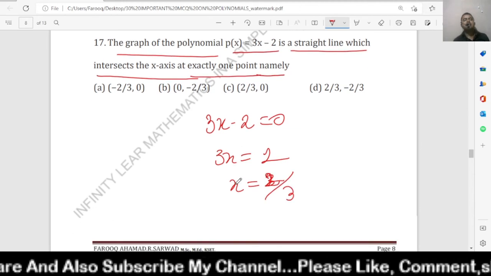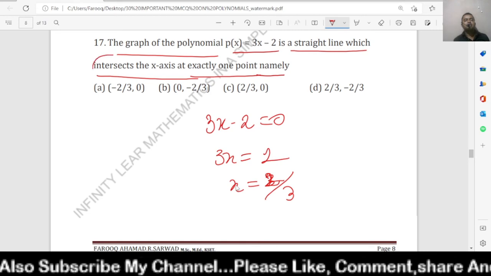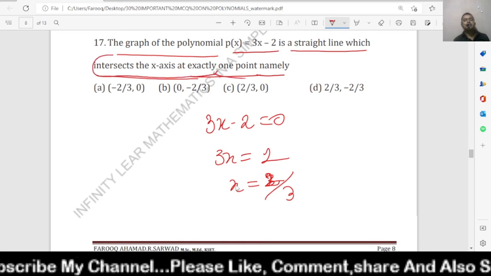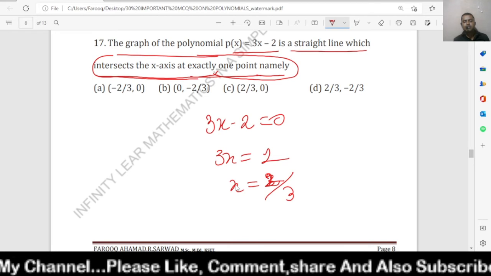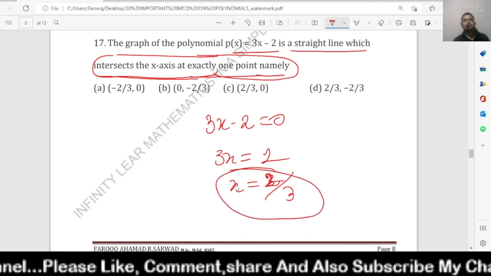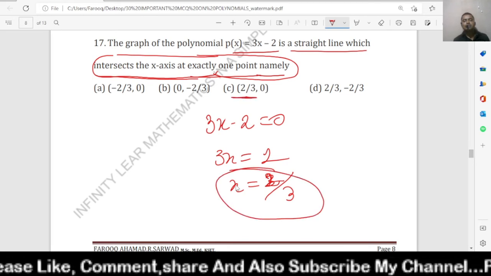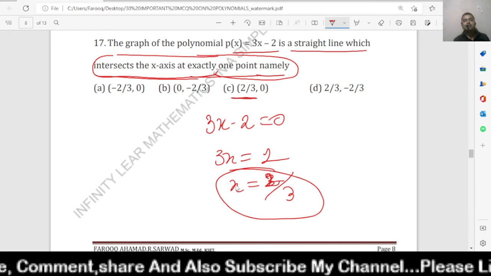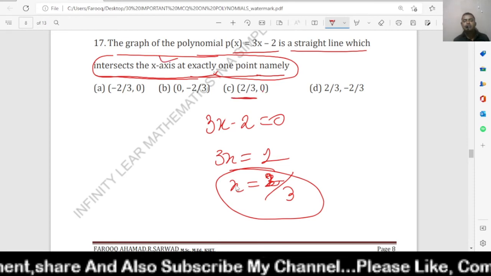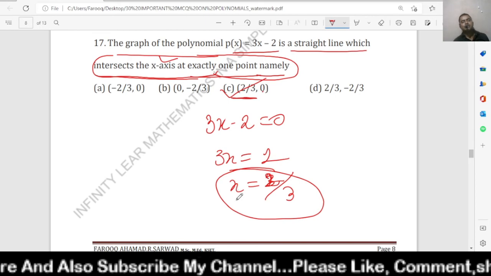So he is asking, it is a straight line and the x-axis. It intersects the what? The x-axis, exactly one point, namely this point. It cuts the x-axis at 2 by 3. So this 2 by 3 is positive, and it cuts the x-axis, which means the y coordinate will be 0. So option C is correct for this one.